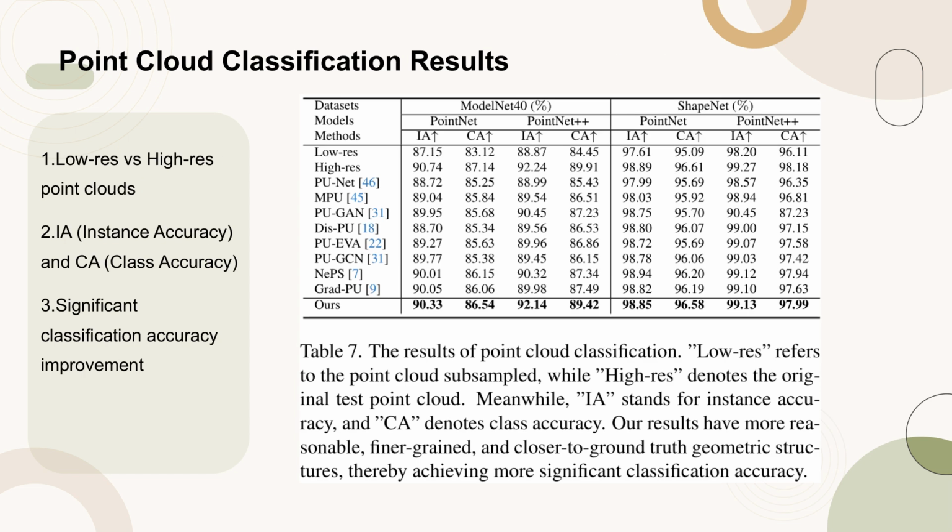Table 7 presents the results of point cloud classification, comparing low-resolution subsample point clouds with high-resolution original test point clouds. The metrics used are instance accuracy, IA, and class accuracy, CA. The results show that the method described in the paper achieves more reasonable, finer-grained, and closer to ground truth geometric structures, leading to a significant improvement in classification accuracy.